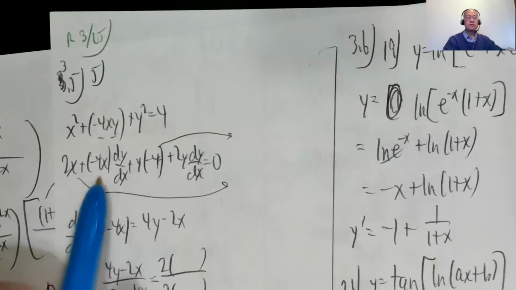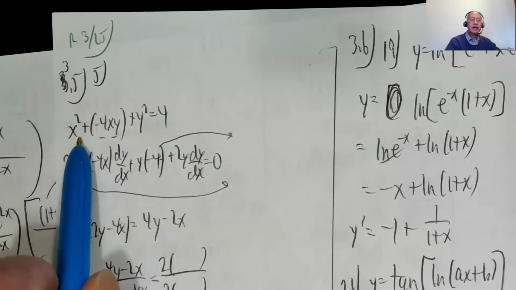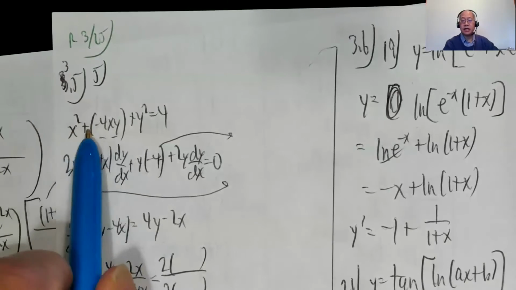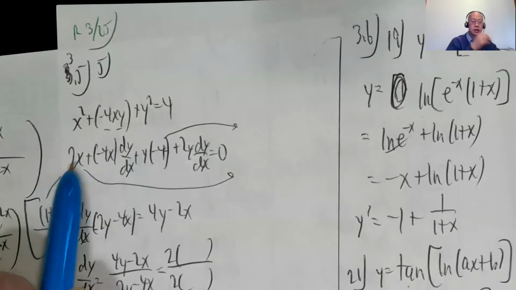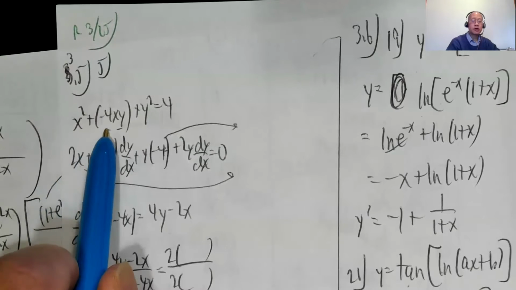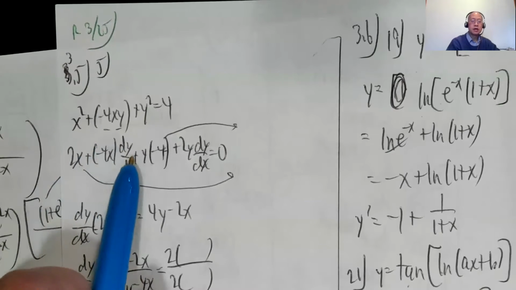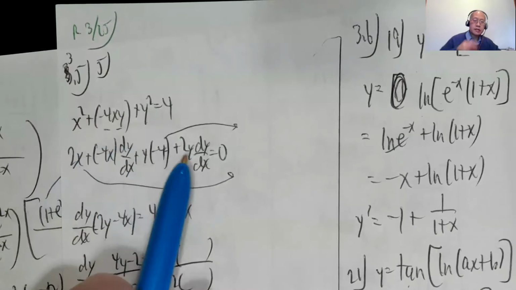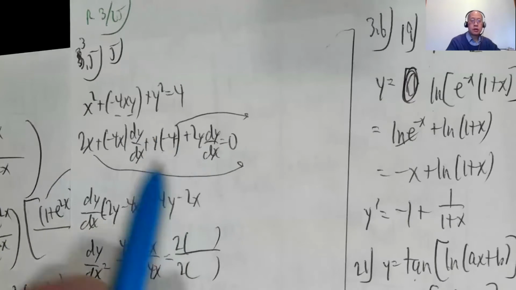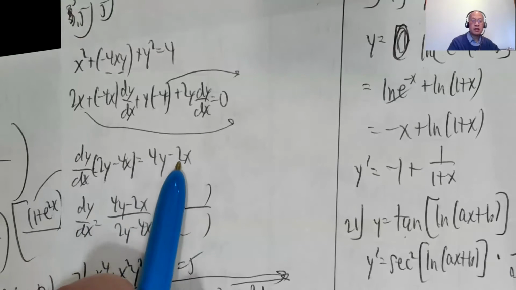3.5, number 5. x squared minus 4xy. Think of it as plus parentheses negative 4xy plus y squared equals 4. Differentiate implicitly. 2x plus negative 4x, first function times the derivative of the second, dy/dx, plus second, y, times the derivative of the first, negative 4, plus 2y dy/dx equals 0. Derivative of 4 is 0. Throw that over. Throw that over. So the right side is 4y minus 2x.